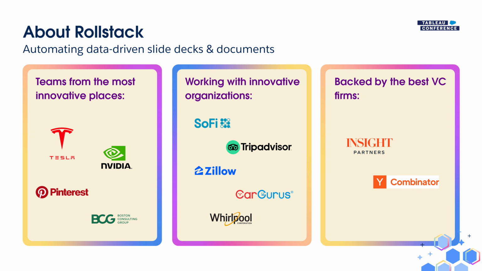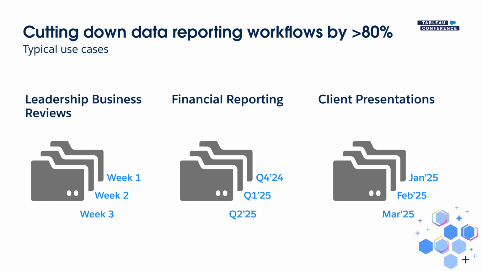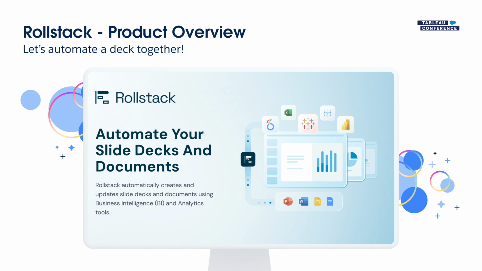We partner mostly with enterprises, but also mid-sized companies. We work with companies like SoFi, Zillow, TripAdvisor, Whirlpool, and many others, and we're backed by two of the largest US VC firms, Y Combinator and Insight Partners. And the typical use cases where companies are able to cut down their data reporting workflows by a minimum of 80% include, again, leadership reviews, financial reporting, and client presentations, with all their nuances depending on your industry and sector. But with that, onto the fun part.